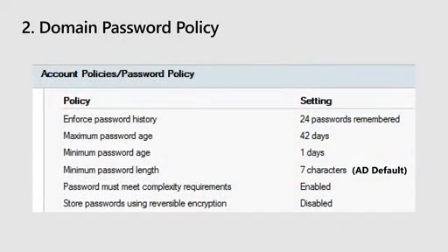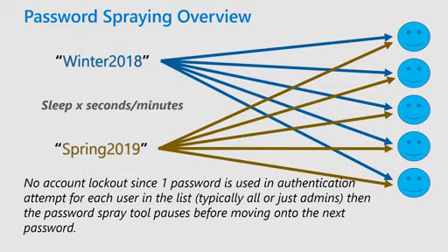Domain password policy. 7 characters is the AD default. That's a problem today in 2019. Why is this a problem? Because there's this thing called password spraying, where attackers drop into the environment and they take a list of most commonly used passwords. They're going to try one of those passwords against every user account, and admin account, and service account in your environment. And guess what?